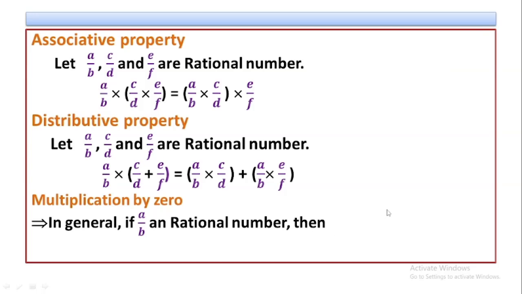Multiplication by zero: in general, if A over B is a rational number, then A over B times 0 is always 0.